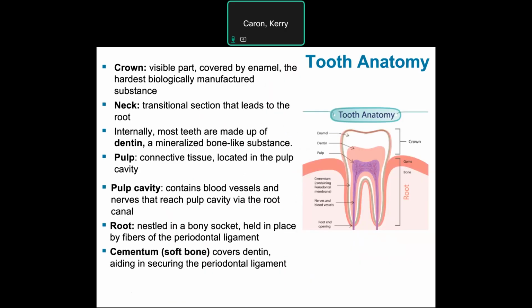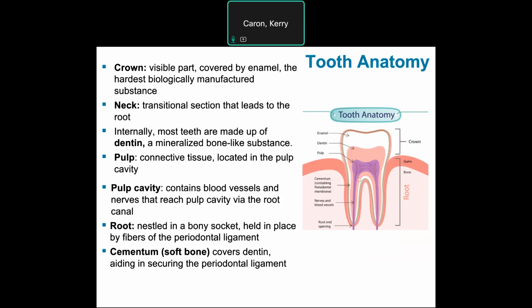Okay, so tooth anatomy. We have the crown. The crown is the visible part, the white part, covered by enamel. And enamel is the hardest biologically manufactured substance. So this is the hardest substance in our body. You have the neck of the tooth. That's the transitional section that leads to the root. So you have the crown, the neck, and the root.